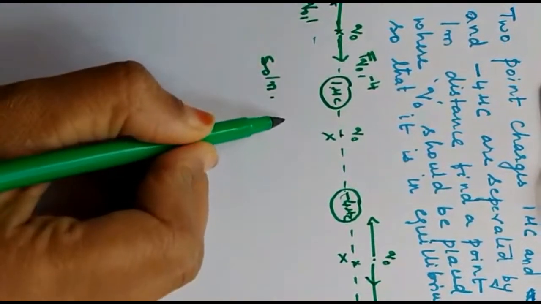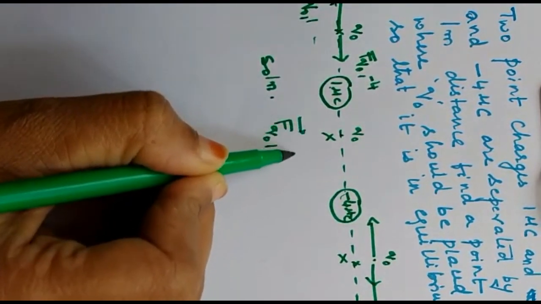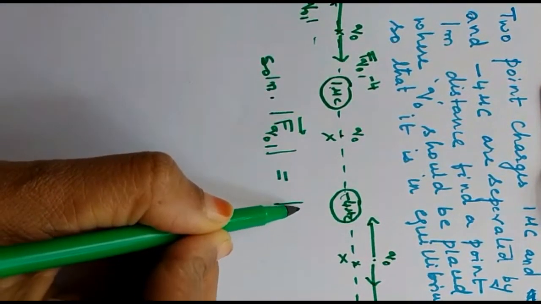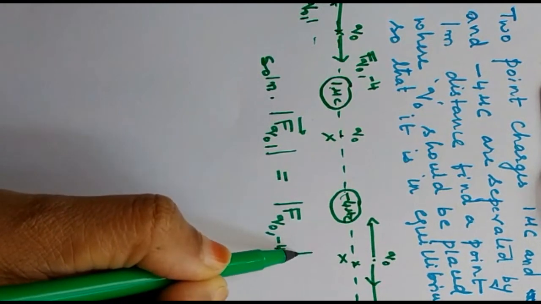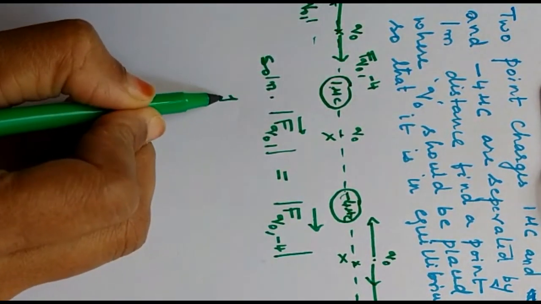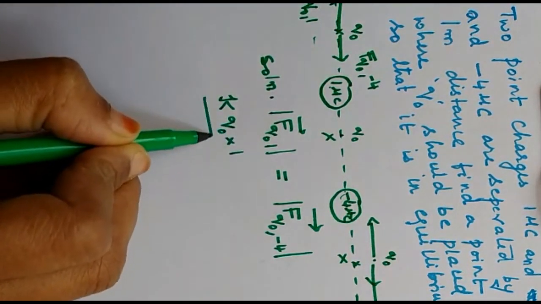Force between Q naught and 1 microcoulomb in magnitude should be balanced by the force on Q naught due to -4 microcoulomb. So now equate the forces. 1 by 4 pi epsilon naught Q naught into 1. I am not converting the unit.